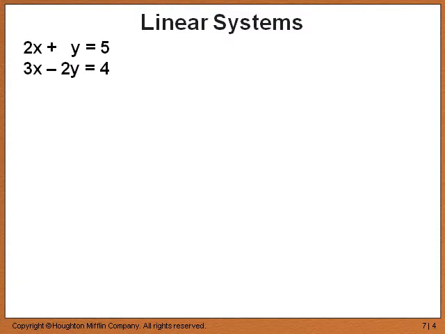This is a typical and simple linear system. 2x plus y equals 5. 3x minus 2y equals 4. So a system of equations is two or more equations. That's a system. And this system can be satisfied by a value of x and a value of y. So the method of substitution is what we're going to use to solve this system.